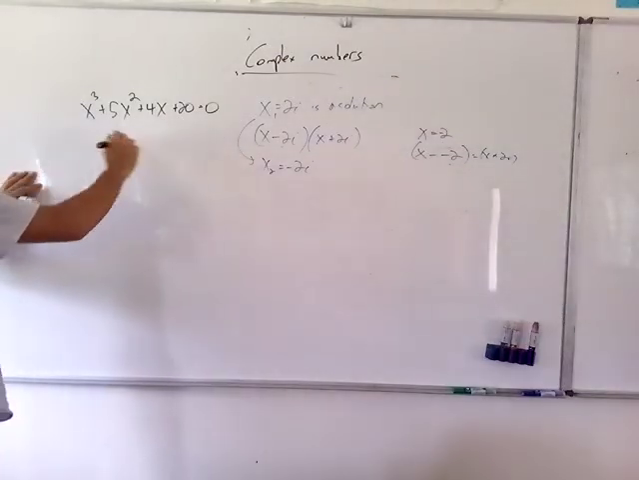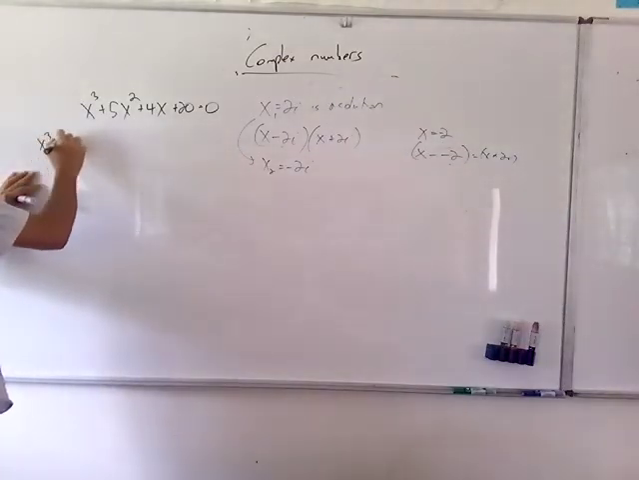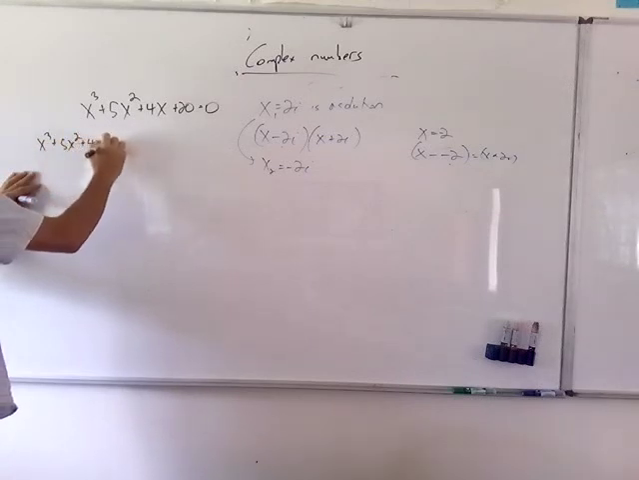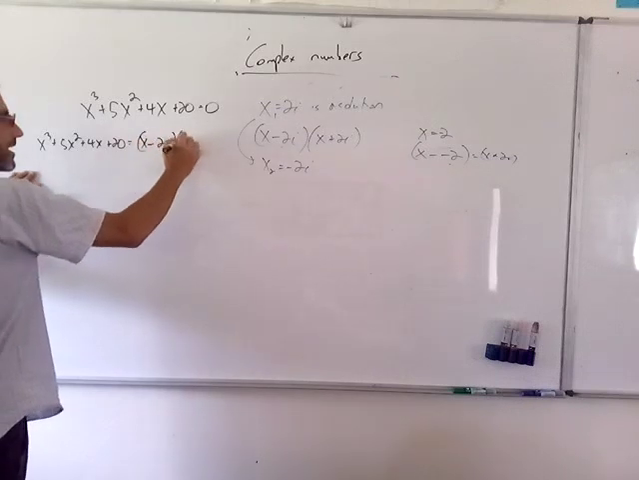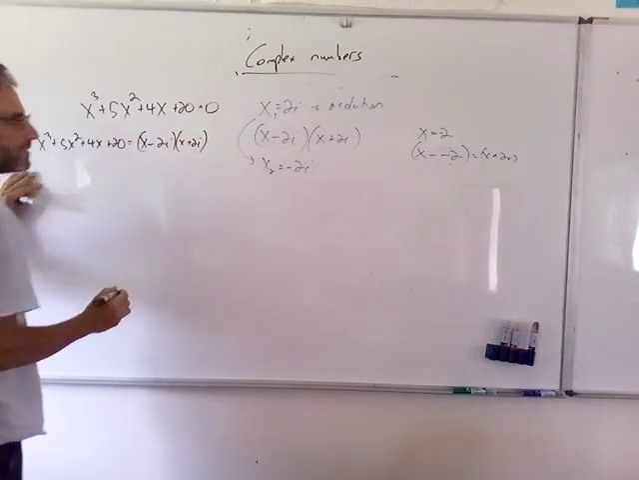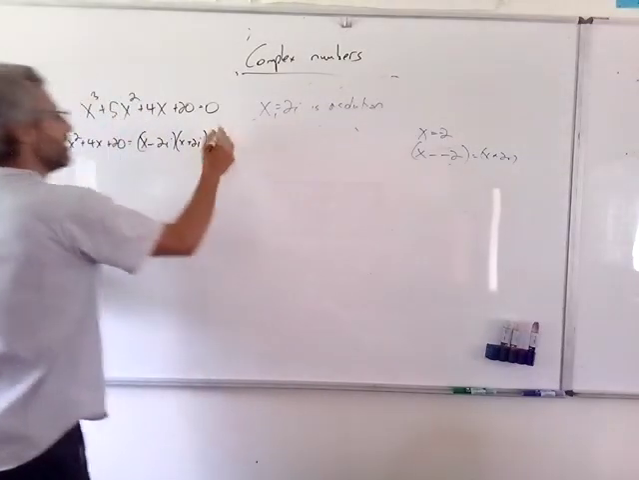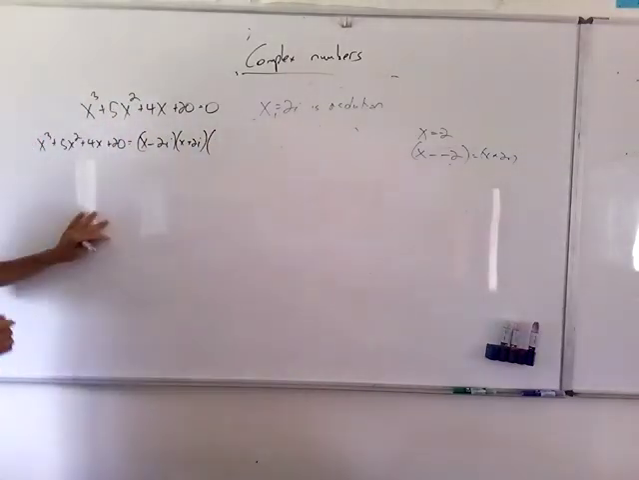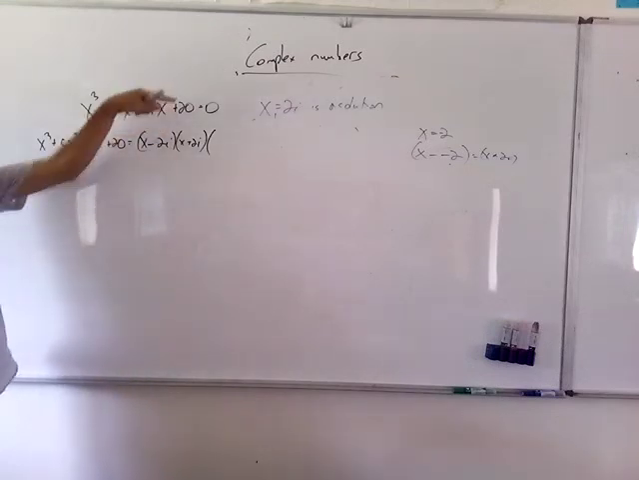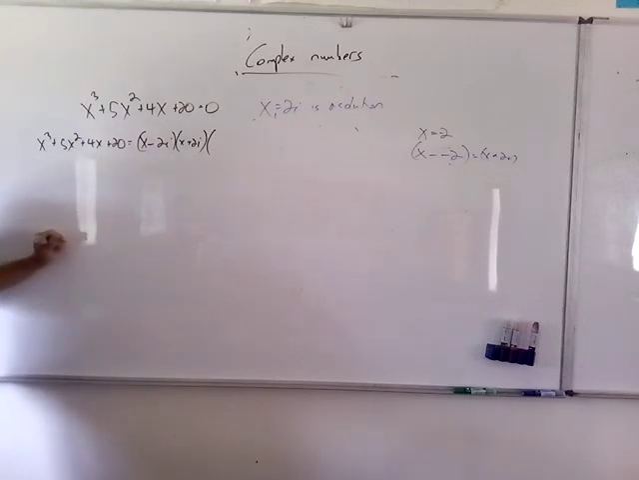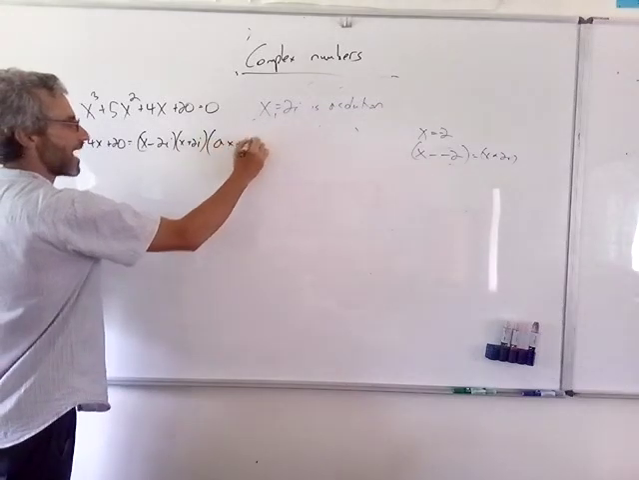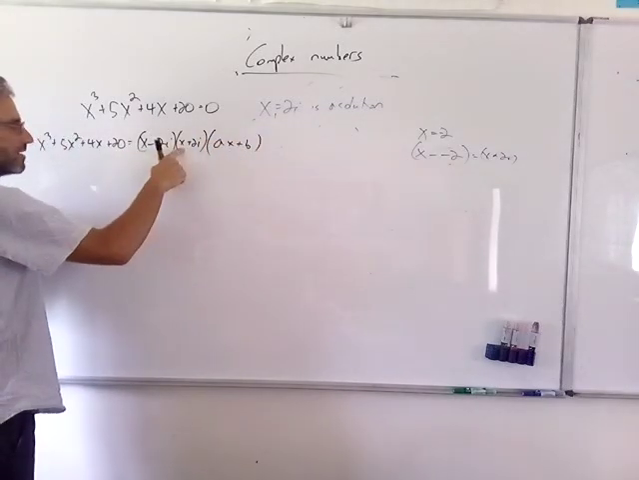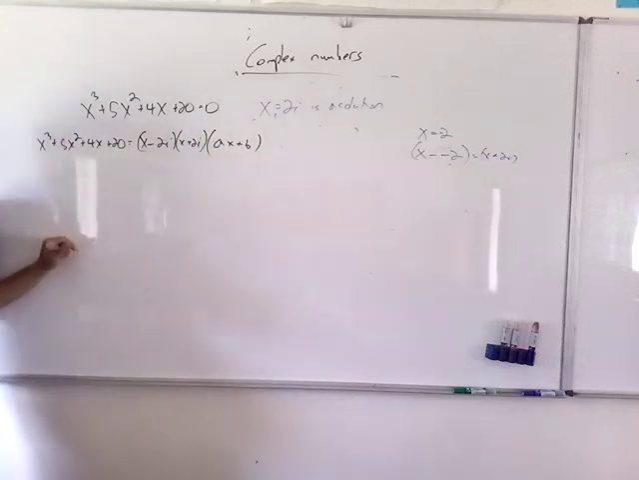Which is really cool, isn't it? Because then you can say x cubed plus 5x squared plus 4x plus 20 must be equal to x minus 2i times x plus 2i, and we still need to multiply by another polynomial. What will be the exponent of the x? It'll just be a binomial, ax plus b, because I've got x times x, so that must be just x to get x cubed.